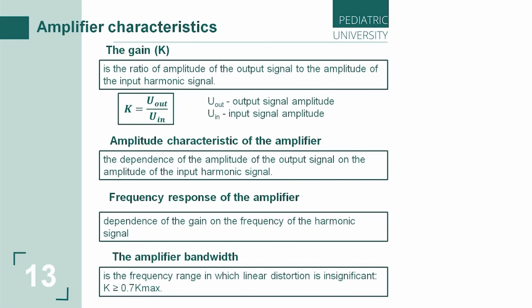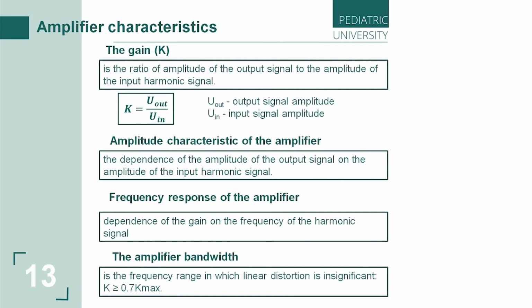In radio engineering, it's generally accepted that in the area where the gain is at least 0.7 of the maximum value, gain K is more than 0.7 multiplied by K max, linear distortions are insignificant. Therefore, the frequency range from F1 to F2 is called the amplifier bandwidth.